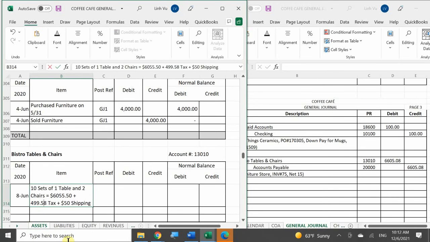I put 68, not 58. There you go. And the invoice post reference is going to be General Journal number 3. And I got all of this for $6,605.08.